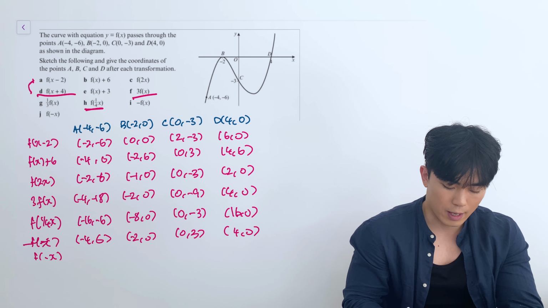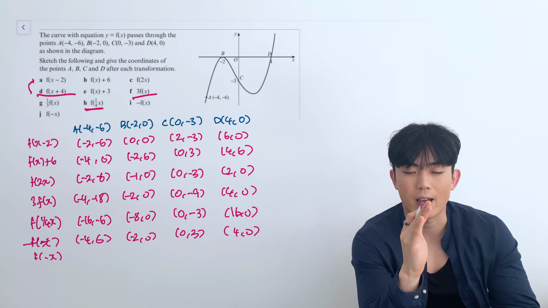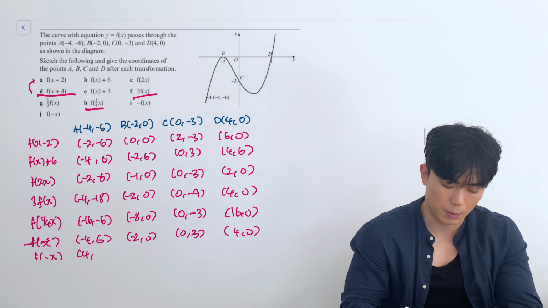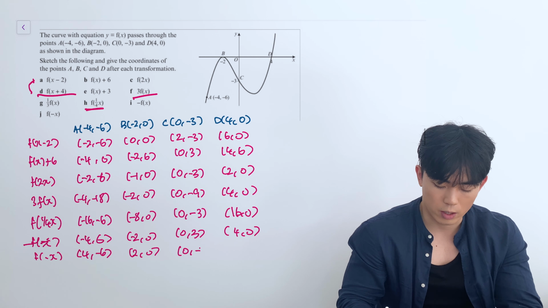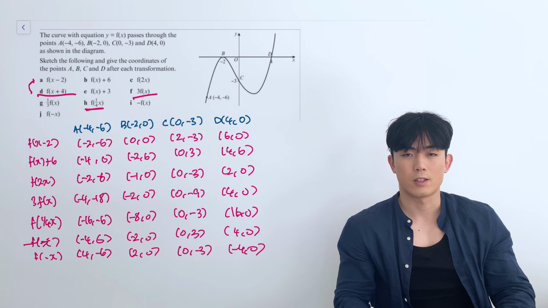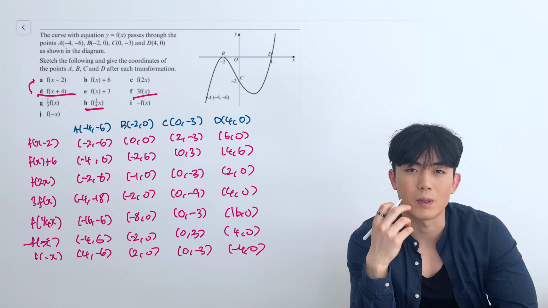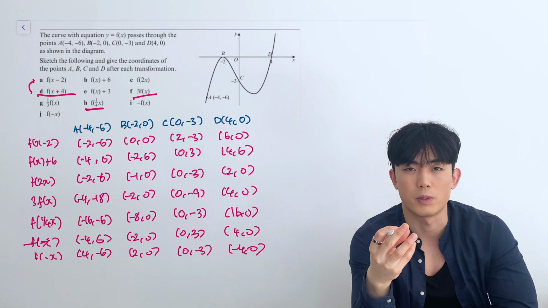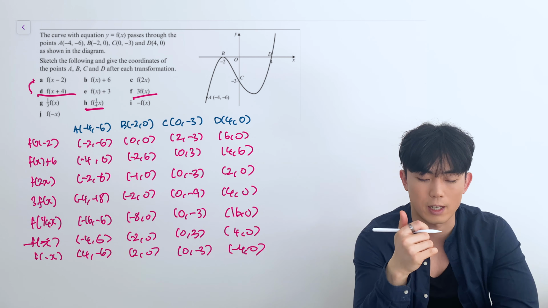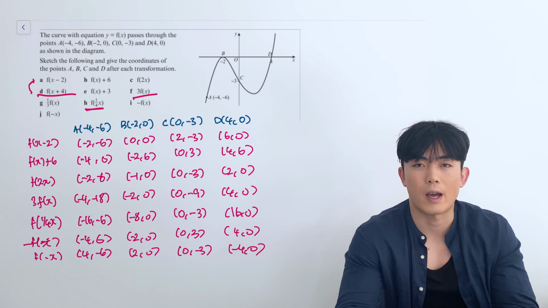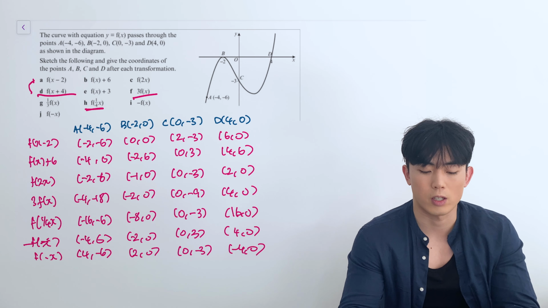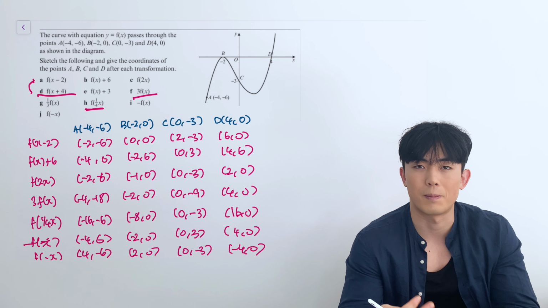And f(-x) will therefore affect the x values, so the x value signs will change. So that'll be (4, -6), (2, 0), (0, -3), and then (-4, 0), like this. So as you can see, as long as you clearly remember what each one does, then it's not too difficult, because you can just imagine what's going to happen to each individual point. So maybe take some time to practice some of these transformations yourself and try and find a way to remember it a bit more easily.